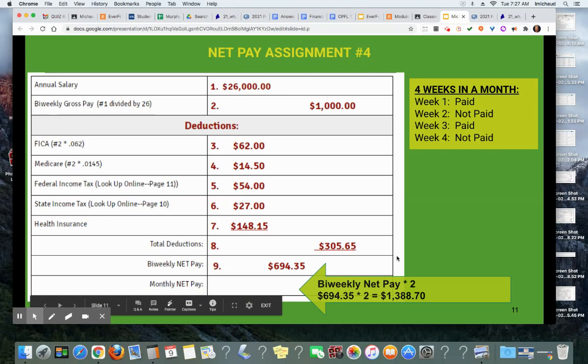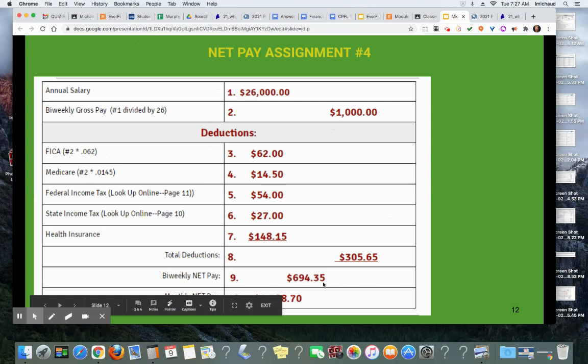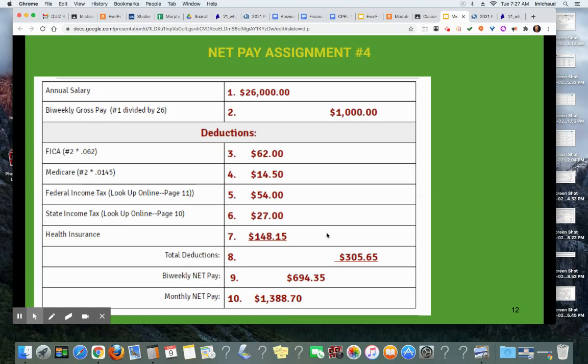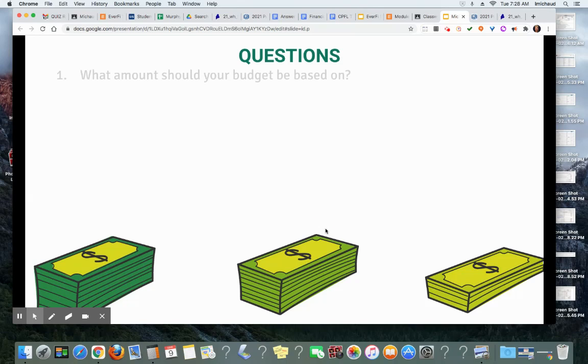So that's why you want to take the $694.35 and multiply it by 2. You should get $1,388.70. Please put that on line number 10. And now we have just 2 questions. Oh, this is what it should look like when all is done. Okay. So make sure you have your chart filled out. At the bottom of the chart are 2 questions.